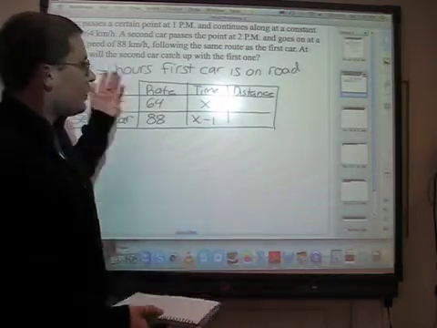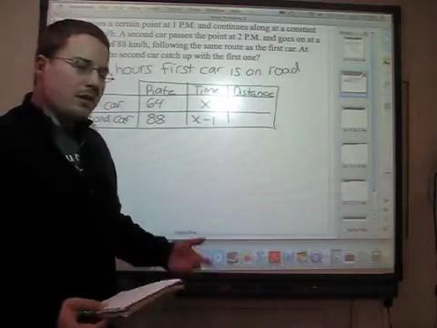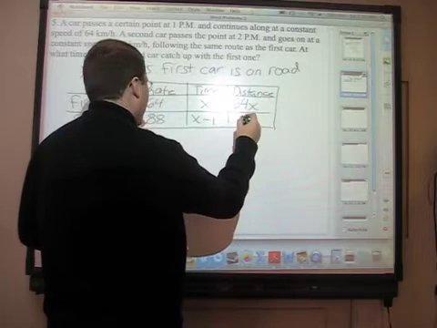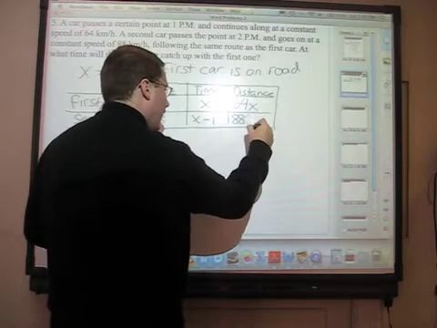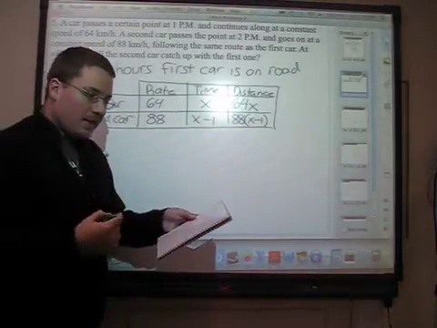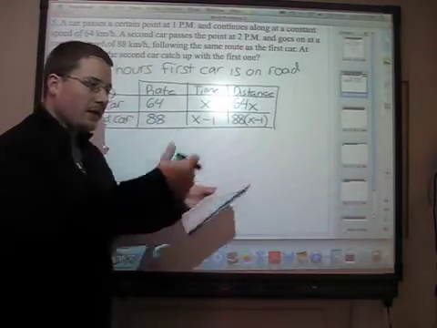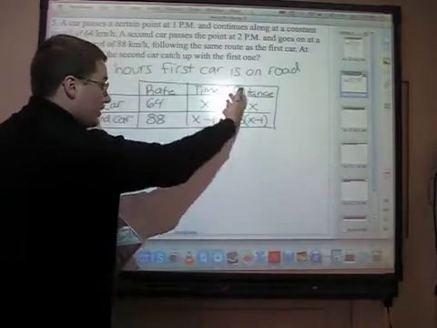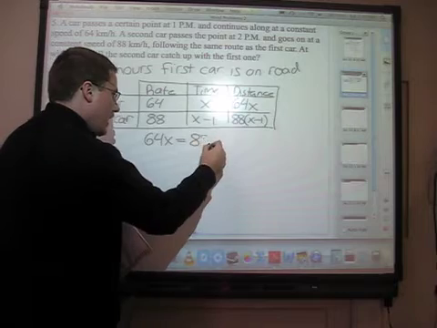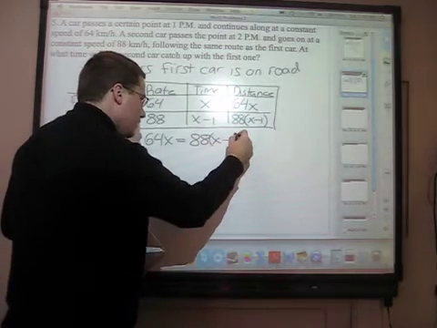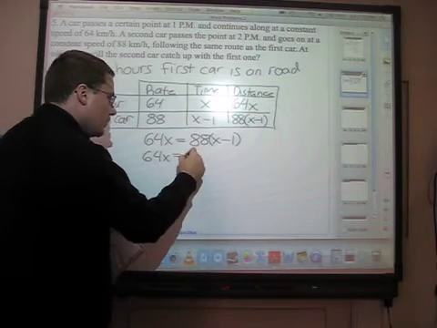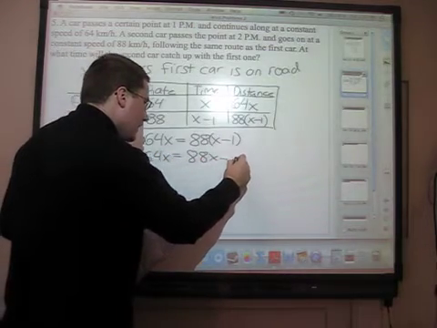Now again, there's no mention of distance in the problem, and we don't really need one. We have 64x, and we have 88 times (x minus 1). Both of these together are the same distance. They both start at the same point and they end at the same point. So the two distances are equal. We have 64x equals 88 times (x minus 1). Distribute. 64x equals 88x minus 88.